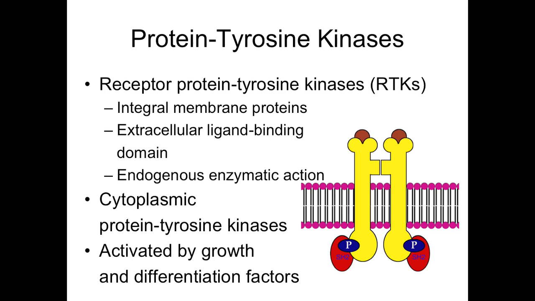All right. So, moving on. Our next set of receptors, we just talked about G protein coupled receptors. Now we're going to talk about receptor protein tyrosine kinases. Okay, receptor protein tyrosine kinases. So these are sometimes referred to as RTKs.